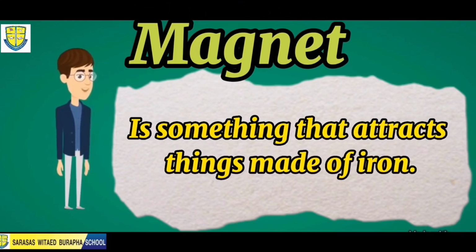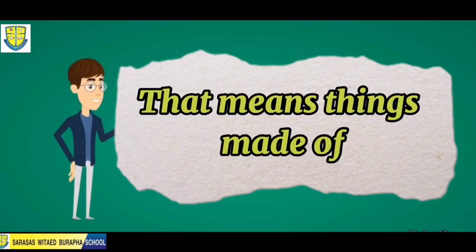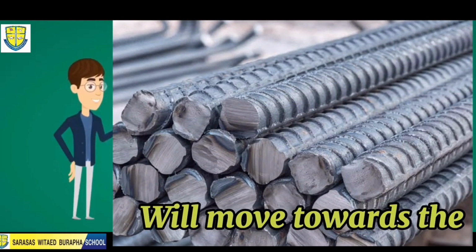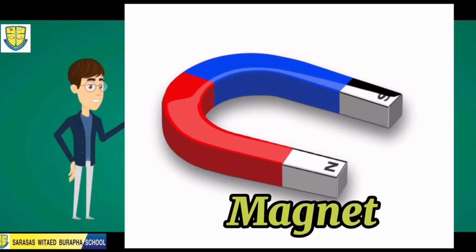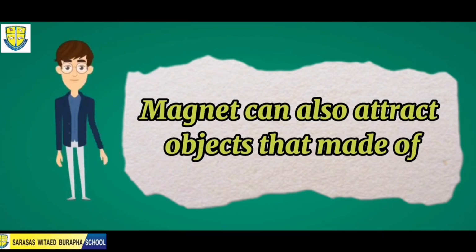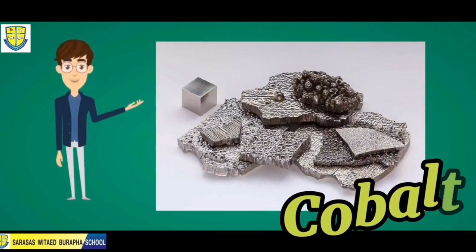Magnet is something that attracts things made of iron. That means things made of iron will move toward the magnet. Magnet can also attract objects that are made of nickel and cobalt.